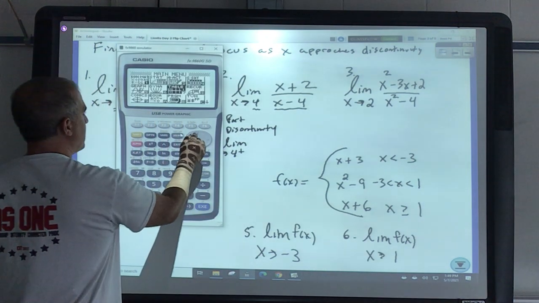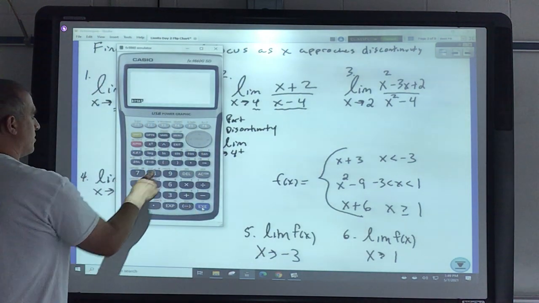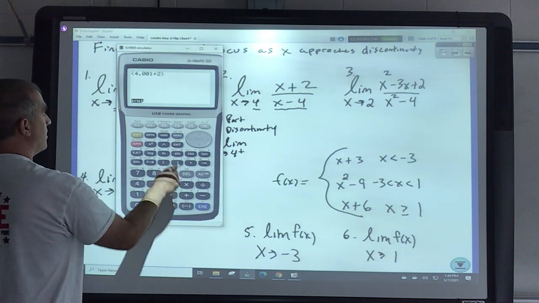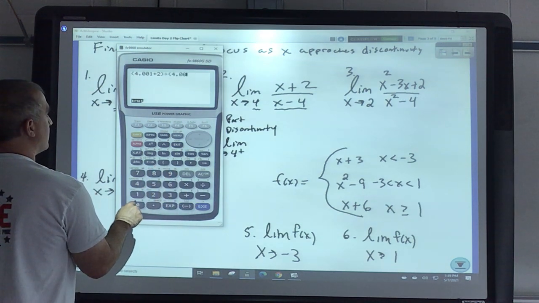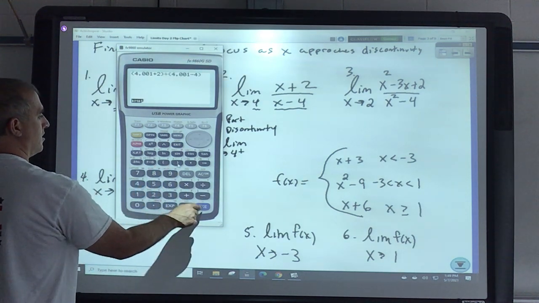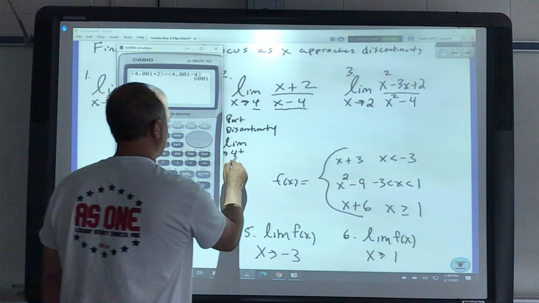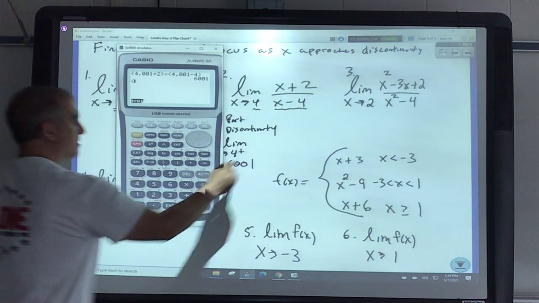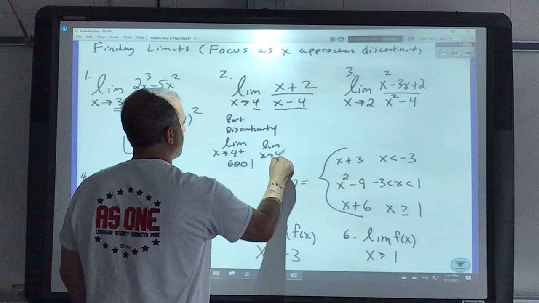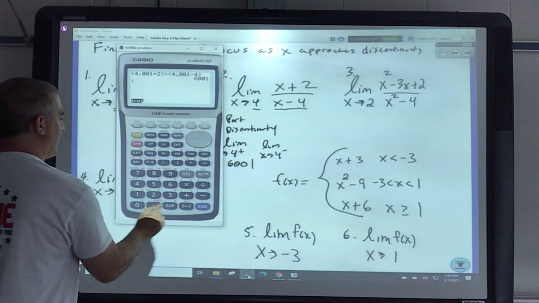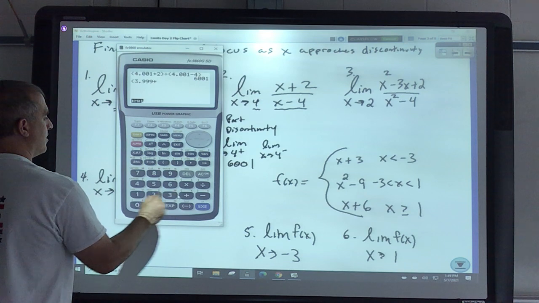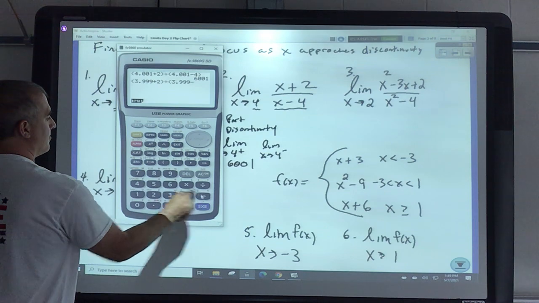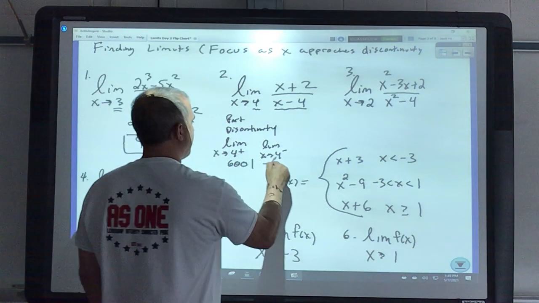Okay? So from a calculation standpoint, I would do 4.001 plus 2 divided by 4.001 minus 4. What do I get? A big 6,001. Now I would do it as the limit as x approaches 4 from the negative side. So I have 3.999 plus 2 divided by 3.999 minus 4, and I get negative 5,999.